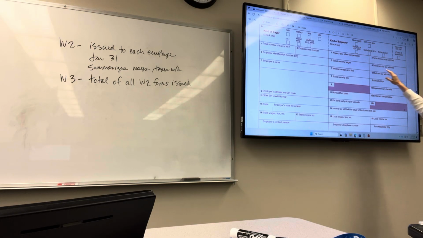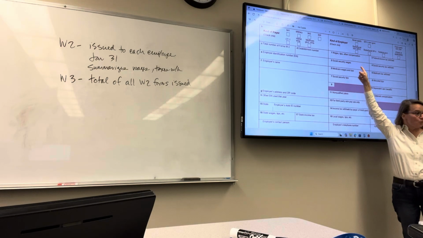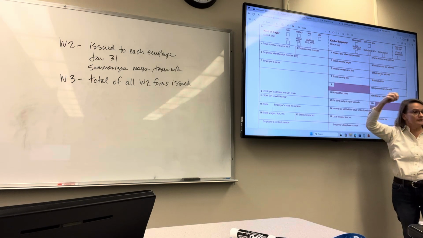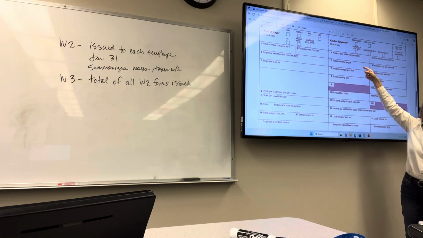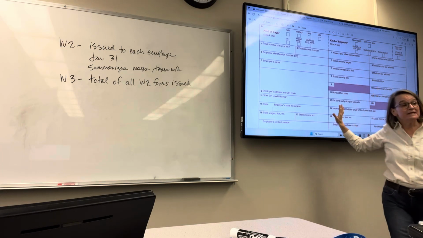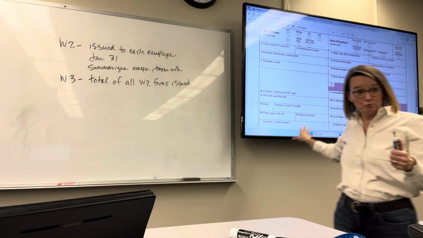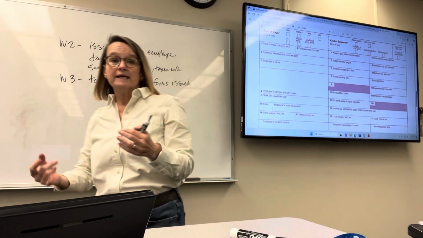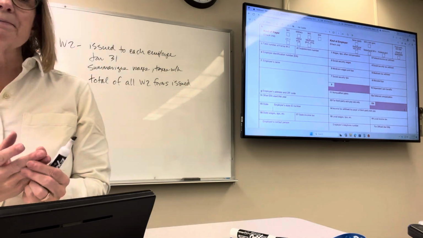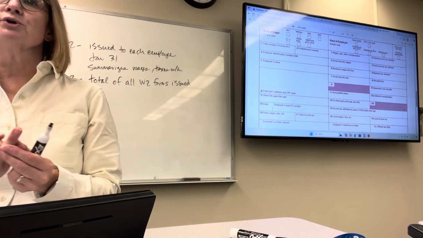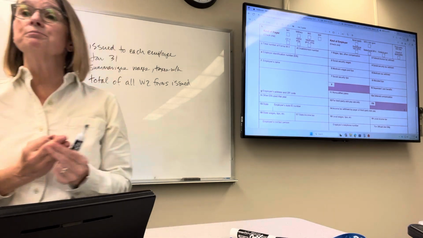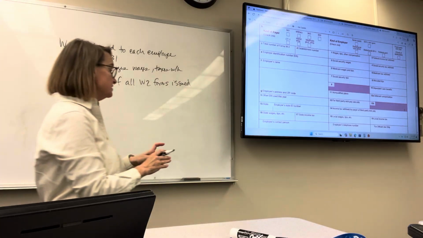So all of that is going to be totaled then on box 1. All of the box 3 for each individual W-2 is going to be totaled. It's going to end up on this W-3. Employees do not get a W-3. The W-3 has several copies, issued to the IRS, issued to Social Security, and the employer also keeps a copy, and it's issued to the state.